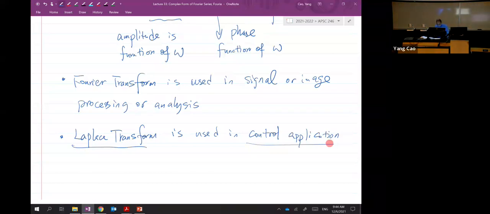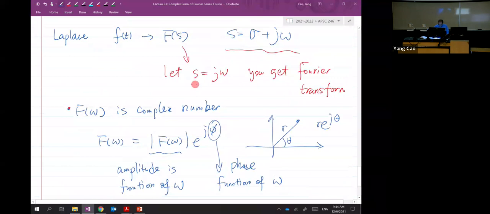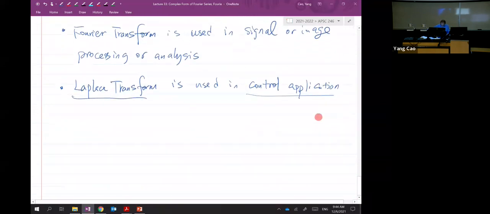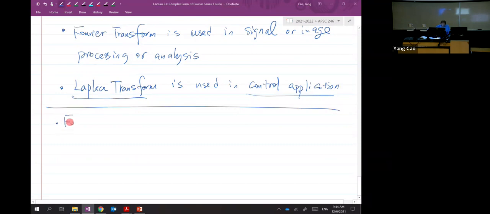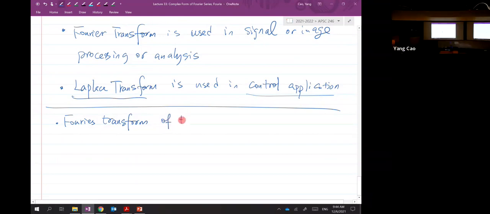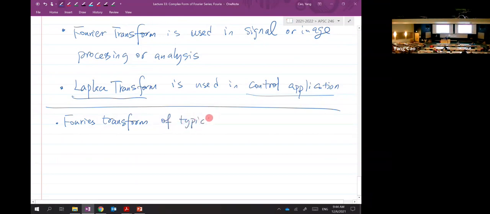And some of the connections, as I pointed out: if you have a Laplace transform, most of the time you could simply let s equal to j omega, and then you get the Fourier transform. Not all the time. Unfortunately, I don't have a lot of time. I don't want to give you too many examples, but just like when we learned the Laplace transform, we can also write down the Fourier transform of some typical functions or signals.